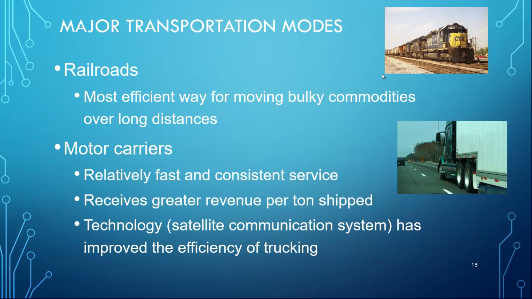Major transportation modes are railroads, motor carriers, water carriers, pipelines, and air freight. Railroads are considered the most efficient way of transporting bulky commodities over long distances. Motor carriers, such as trucks and 16-wheelers, are relatively fast and provide consistent service. They receive greater revenue per ton shipped. New communication and satellite systems have improved the efficiency of trucking and assisted companies in shipment tracking.